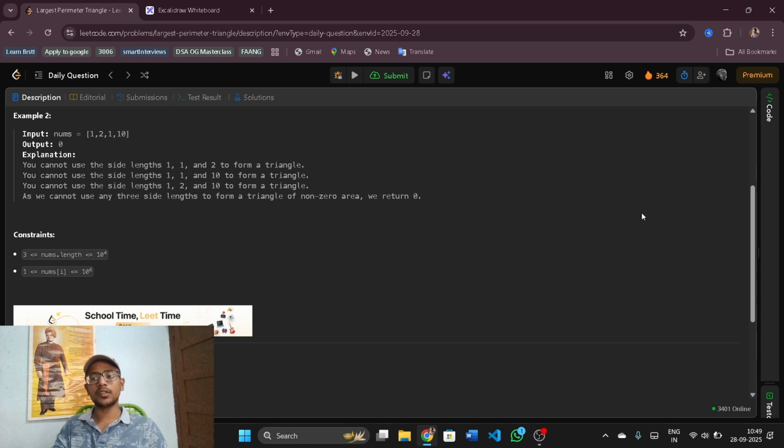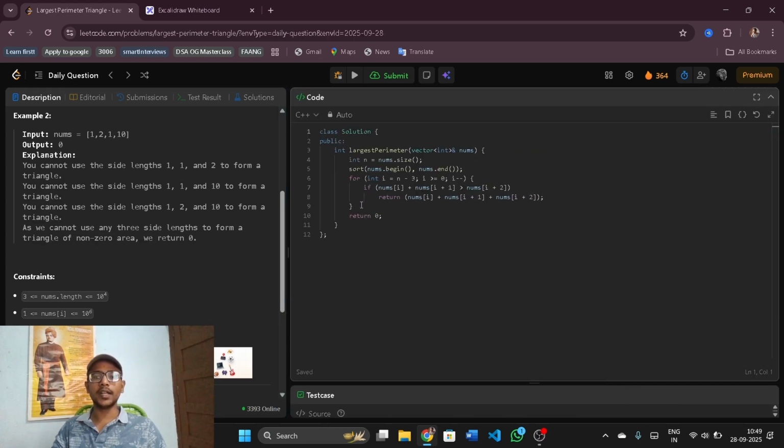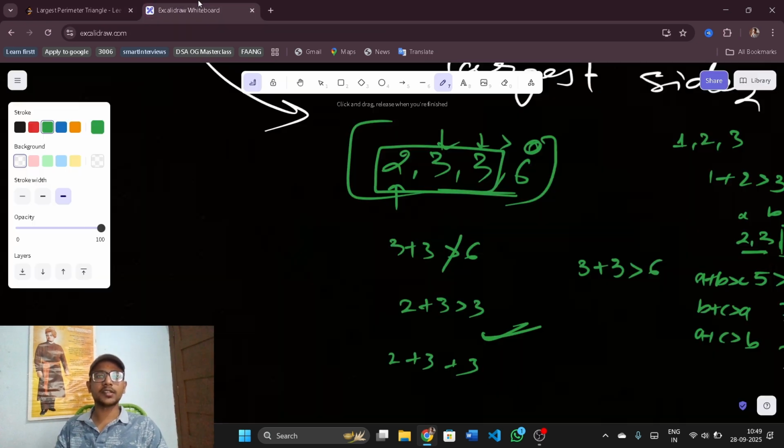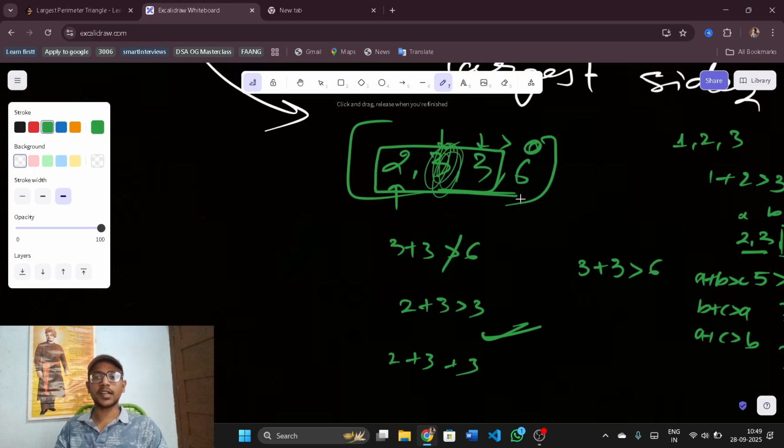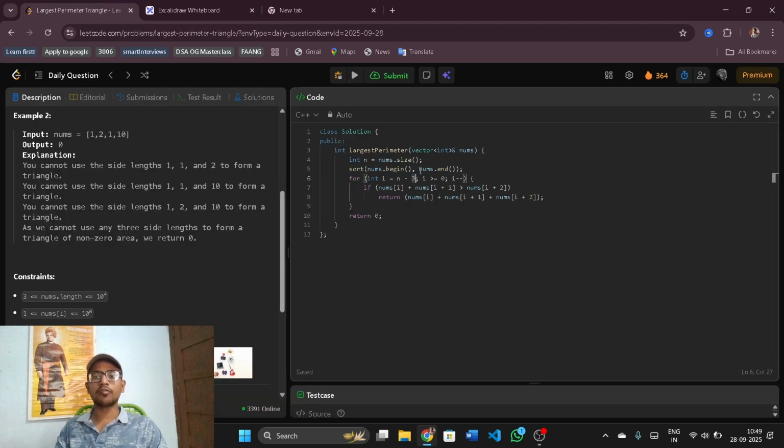So here is the code. This is how we solve this problem, and we have just got through in big O of n. We are just sorting the elements and we are going from the back. I is equal to n minus 3. That means it will be starting from here. Wait a second. This is n minus 1, this is n minus 2, and this is n minus 3. Starting from n minus 3, while I is greater than or equal to 0, and I minus minus, we are decrementing, going from right to the left.